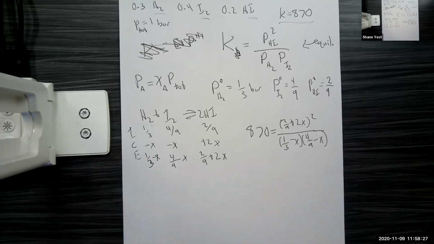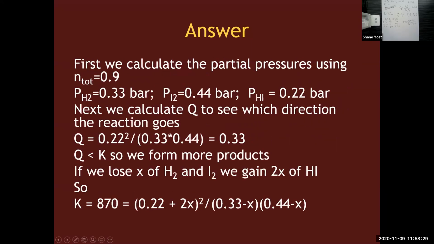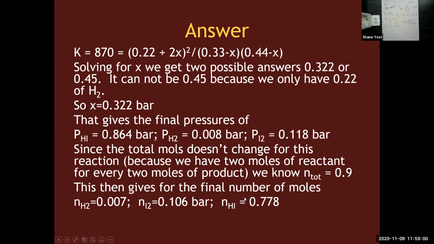We can go back to the slides here, so I don't have to plug in numbers. If you calculate the reaction quotient Q, with the pressure of HI, which is 0.22, divided by the pressures of H2 and I2, which are 0.33 and 0.44, you will get a Q of 0.33, which is less than K. So I have to lose some reactants and form more products. So I have this equation here that I have to solve for x.